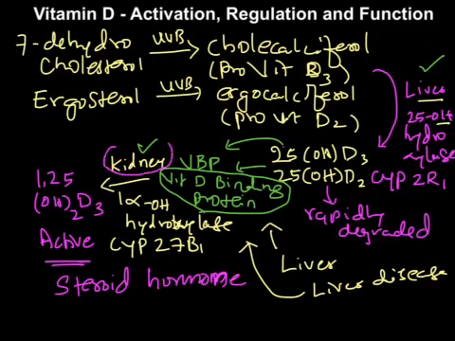Say if the person has kidney failure, end stage renal disorder, during that time also the cytochrome P450 27B1, which has 1-alpha hydroxylase activity, can decrease. That is why in renal failure there can be a decrease in vitamin D levels. So that's another cause for vitamin D deficiency.